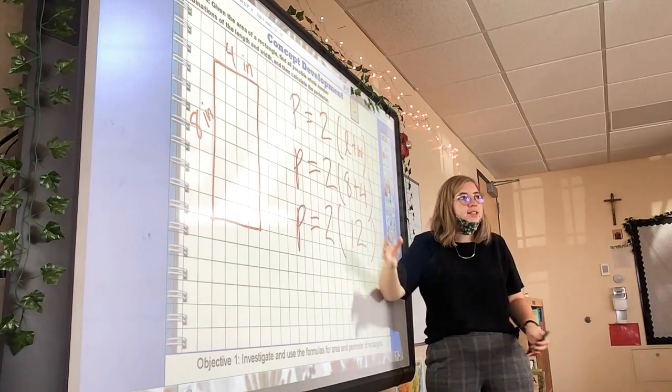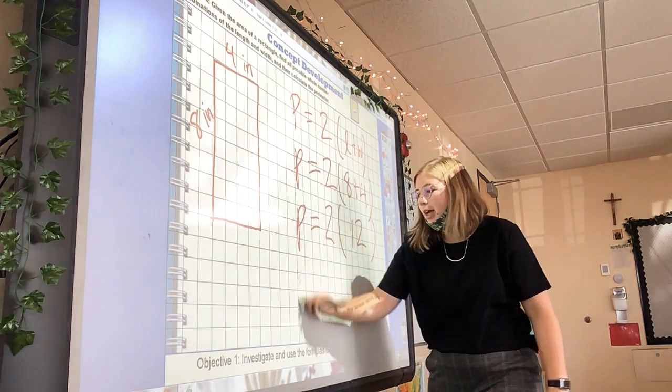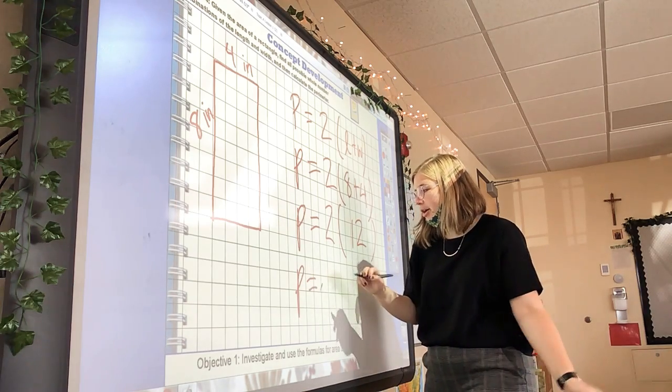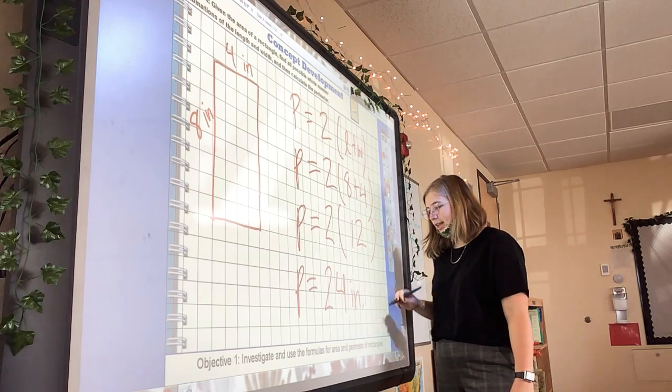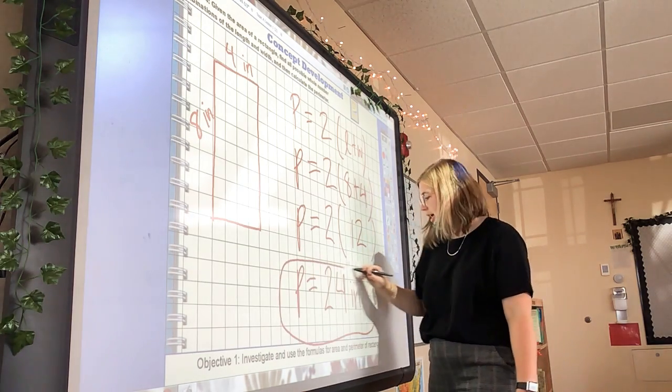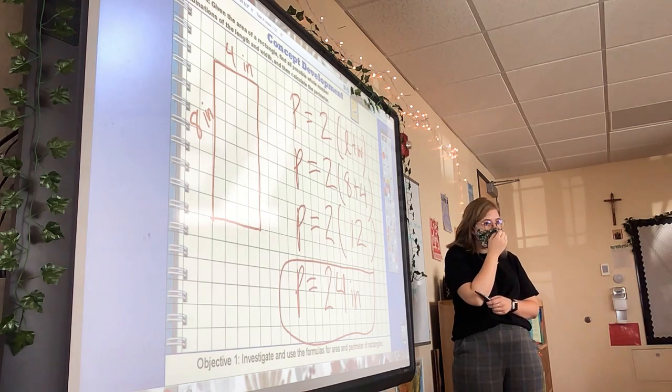And then remember, it's 2 copies of length plus width, right? So what is 2 times 12? Ready, go. 24. So your answer is 24 inches. Okay? Questions on perimeter? All right.